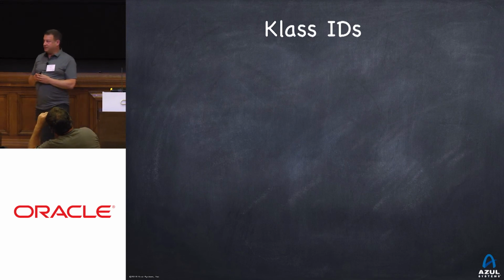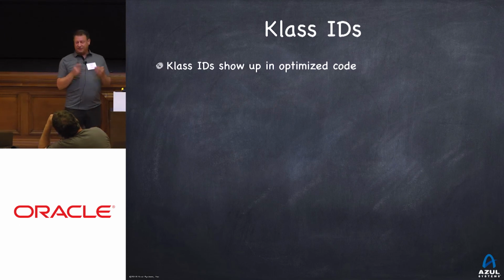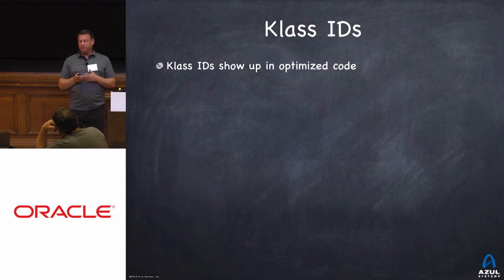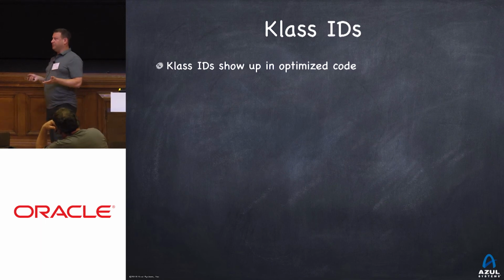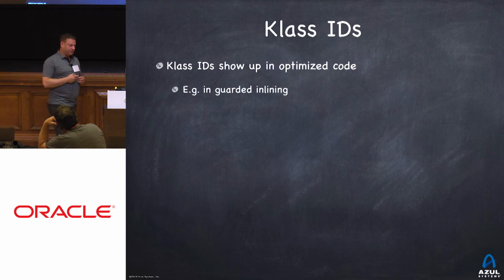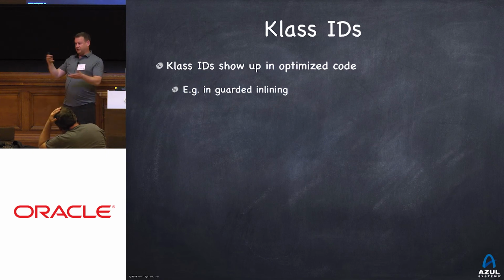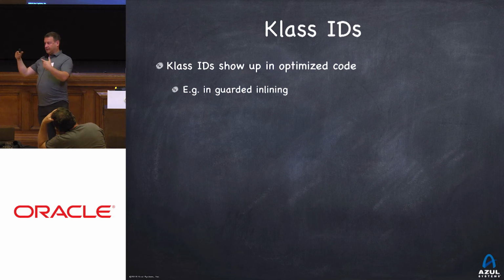Class IDs are another example. And class IDs mean different things in different places, but I believe it's kind of all the same across the JDK. So class ID in one form or another will show up in optimized code in various places. Simple example is guarded inlining. So if this is of that class, do that, right? And if you've got a JIT output that does guarded inlining and it's checking if that thing is of that class, it's put code in there to do that.